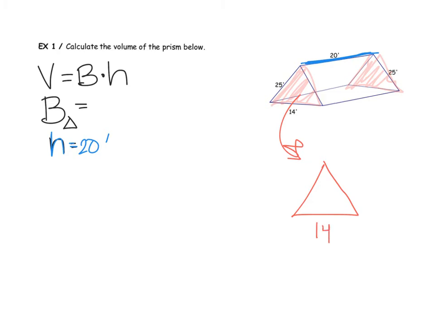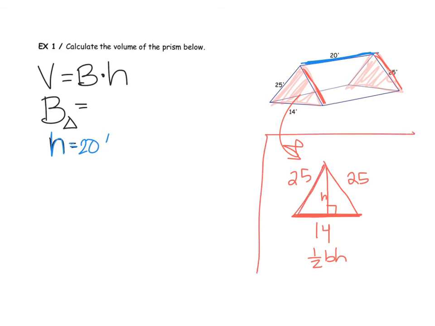So I have a 14, I have a 25, and then since the bases are congruent, I know that this is also 25. Now to find the area of a triangle, I have to do 1/2. Notice I'm using little b here for base because I'm talking about this base as opposed to the entire triangle. So I have 14 as my base, and I need to find this little height of the triangle. It's really important to pop this out as a separate picture because now we have two different heights in this picture. So we need to make sure that we're keeping track of what's what.